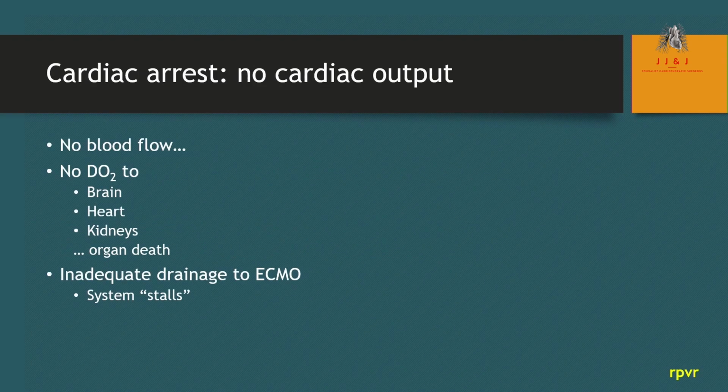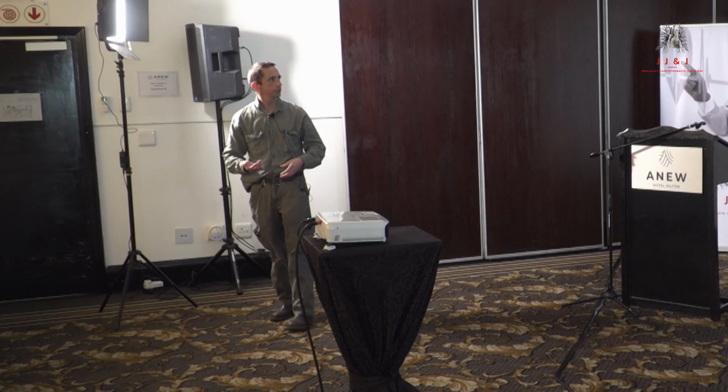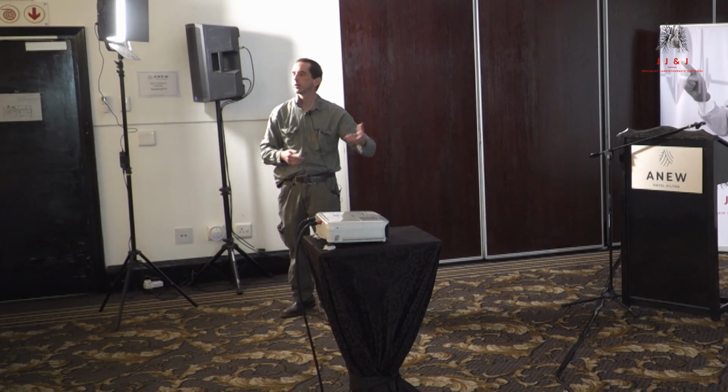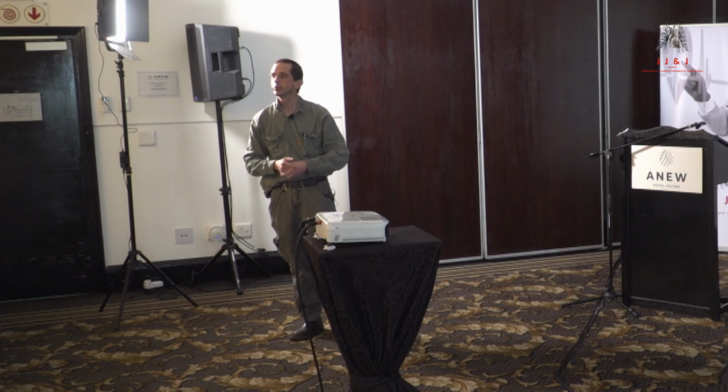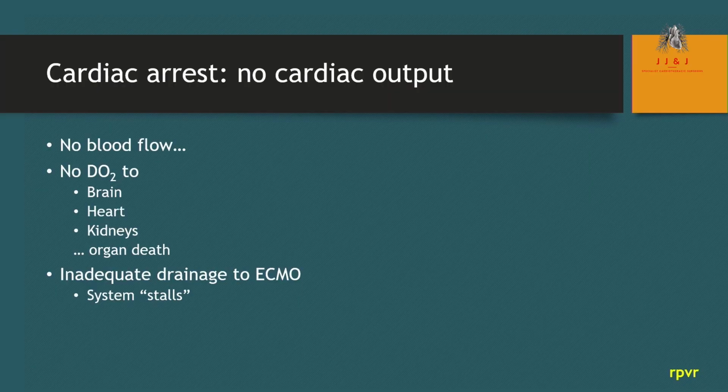So, I've said this before, if you don't have a cardiac output, there's no blood flow. And very rapidly, there's no oxygen delivery to the vital organs, and pretty much in order, the brain, and then the heart, and then the kidneys are going to fairly rapidly die. You've got a couple of minutes before the brain starts having irrevocable injury. And although it's not the correct term to use, if you're not getting flow to fill up the ECMO machine and give you a venous drainage, the system is effectively going to stall as well. So we've got to get it fixed.